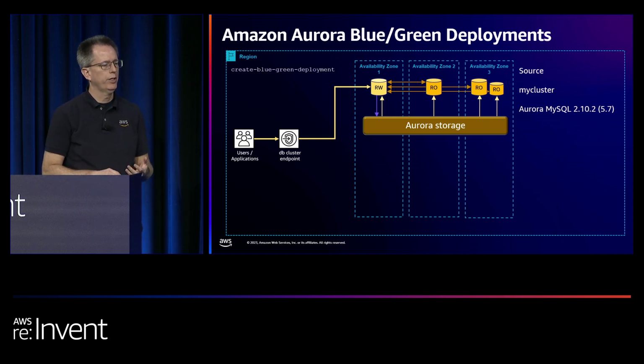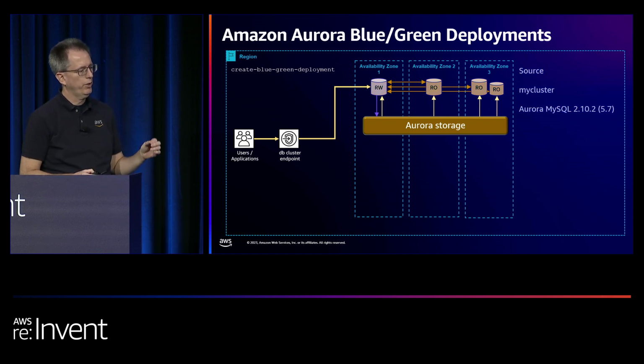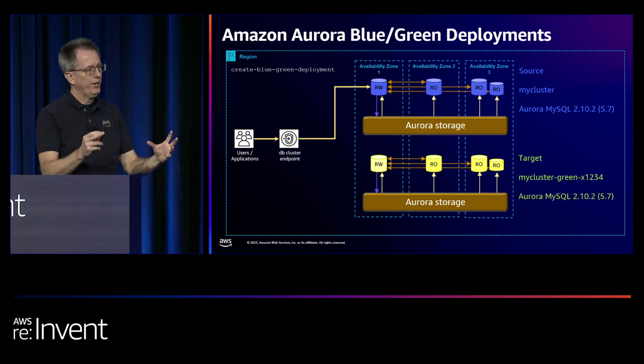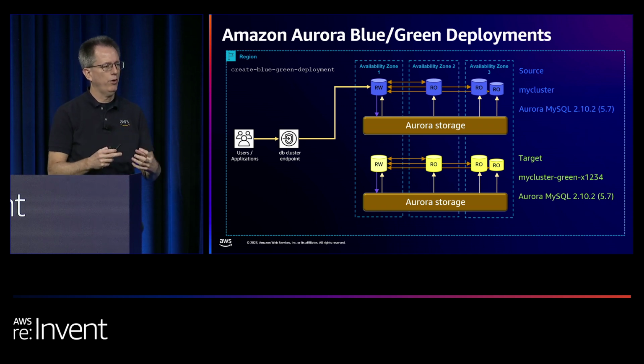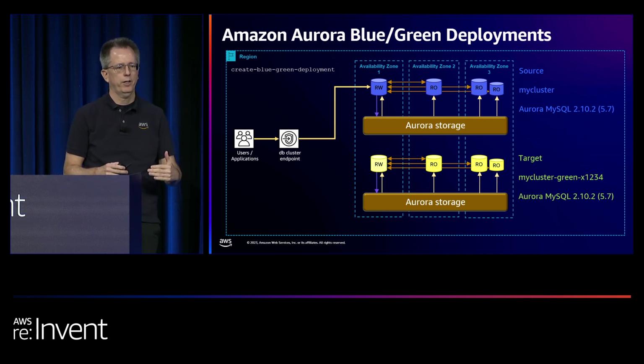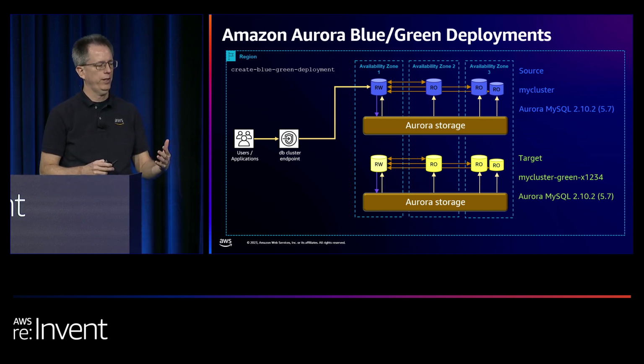So you can create a blue-green deployment. What that's going to do is go and make a copy of the entirety of your setup, right? So it's not just the volume, it's not just one of the instances, it's all of the instances, all your parameters, everything. And you'll notice it has a similar name on the target on the green side as on the blue side, right?